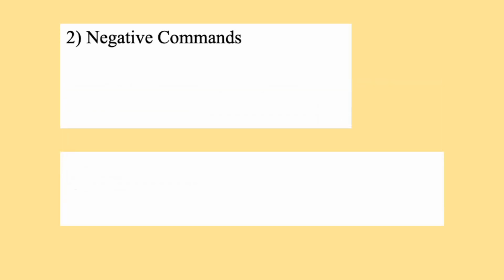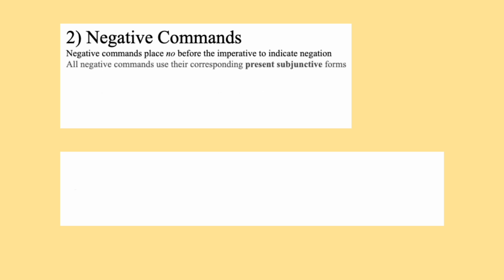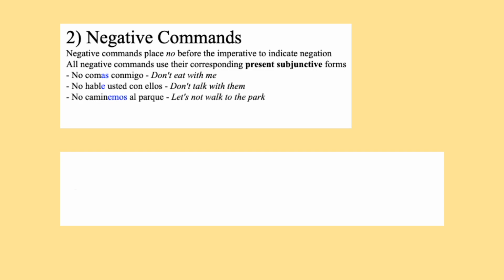Negative commands place no before the imperative verb to indicate negation, and all negative commands will use their respective present subjunctive forms, so this is much easier to remember compared to the affirmative commands. No comas conmigo. No hable usted con ellos. No caminemos al parque. No compréis este regalo.